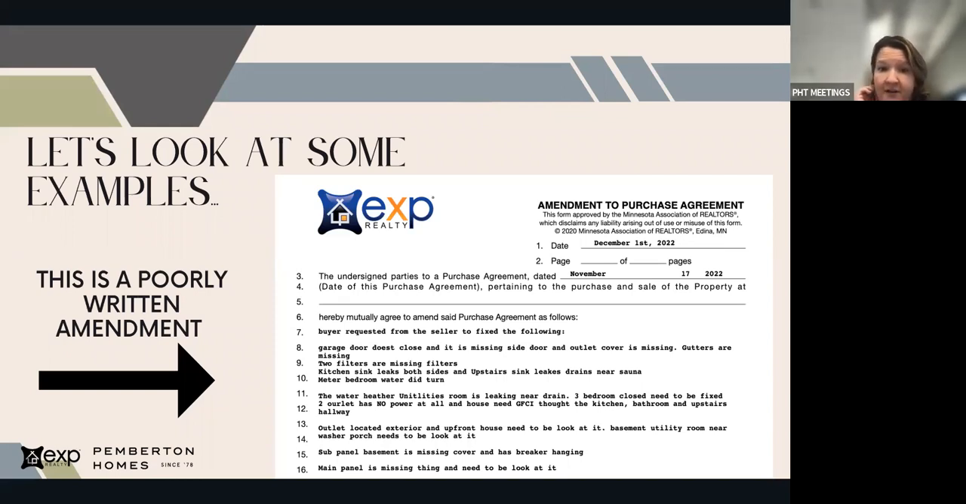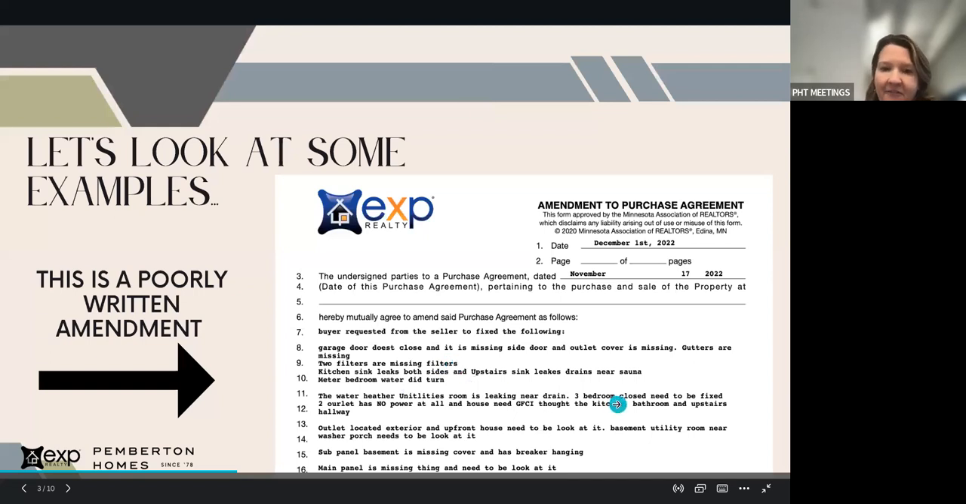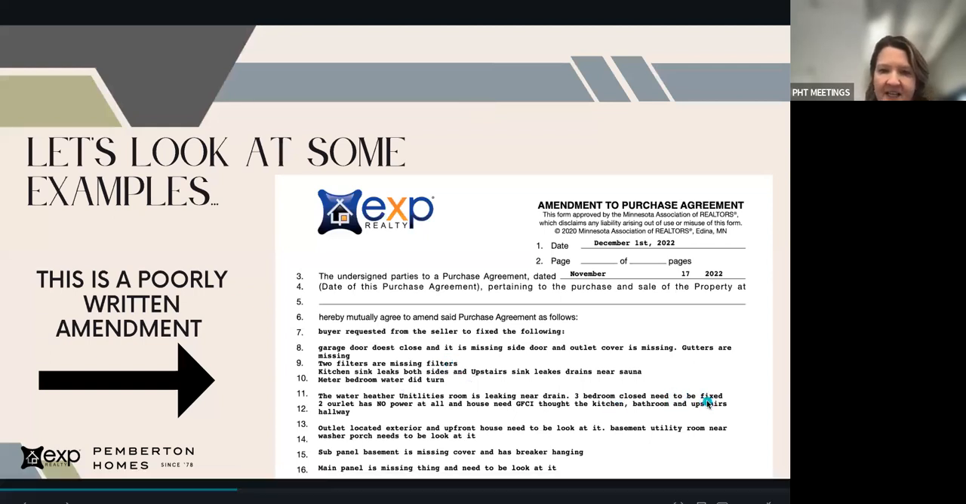Meter bedroom water did turn. The water, Heather, utilities room is leaking near drain. 3 bedrooms closed need to be fixed. 2 outlet has no power at all and house need GFCI without the kitchen, bathroom, and upstairs hallway. I won't read it all, but I think my favorite line from this is sub panel basement is missing cover. Oh no, it's the next line. Main panel is missing thing and need to be look at it.